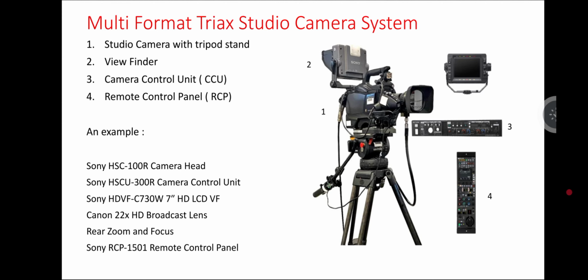So here we talk about the multi-format studio camera system. If you see the picture first, there is a camera head which is mounted on a tripod stand, and viewfinder is there, then camera control unit, that is CCU, is there, and remote control panel, RCP, is there. So it means that this is how we can connect the studio professional camera with the camera control unit as well as the remote control panels.